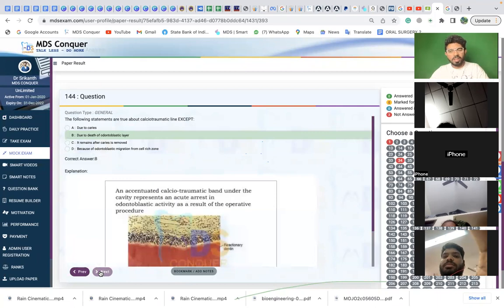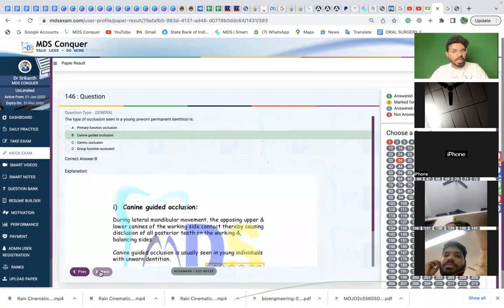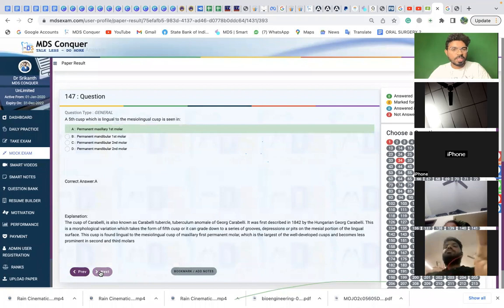This you can consider as difficult. It's there in dental pulse, but I'm not calculating this. Post length, easy question. It's there in the post class. This is types of occlusion. You have one smart video on occlusal types in your dental anatomy. So straight away, the question is from that area. Fifth cusp is an easy question.